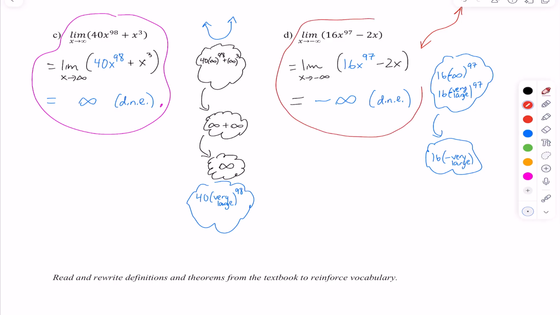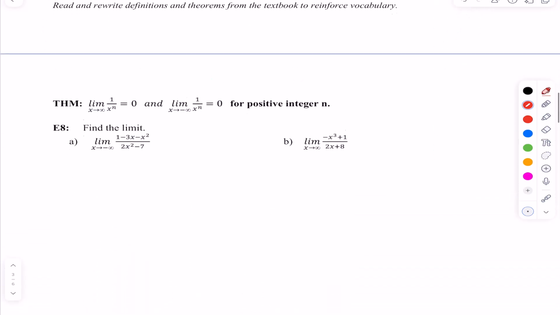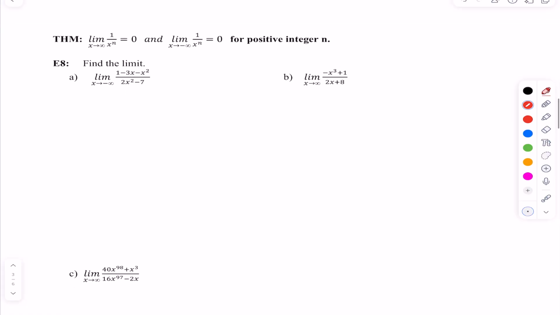Now, why do you need to learn how to use concepts of infinity? Well, it's because that's how you evaluate other limits, especially rational functions. So with rational functions, you will need an additional theorem. You'll need this theorem here.